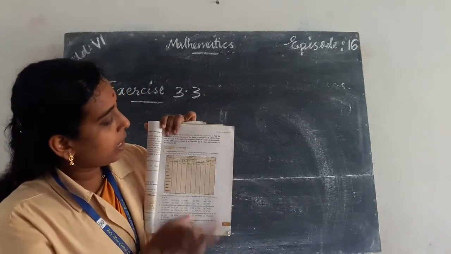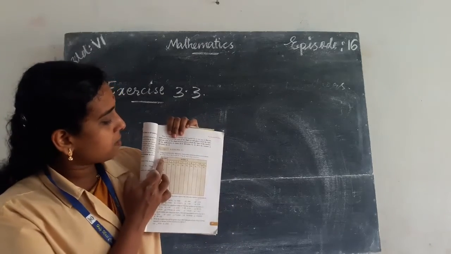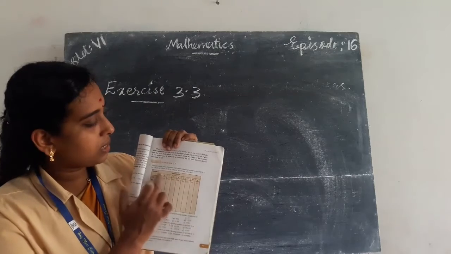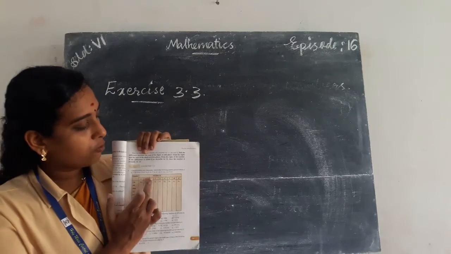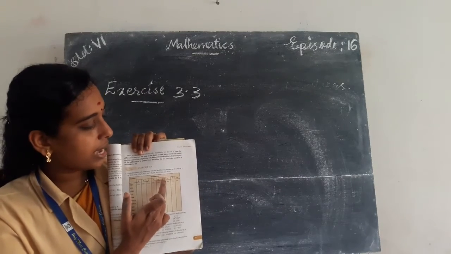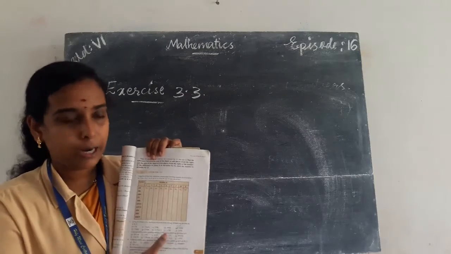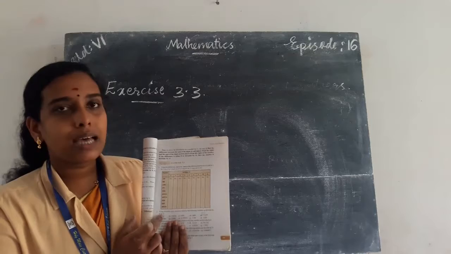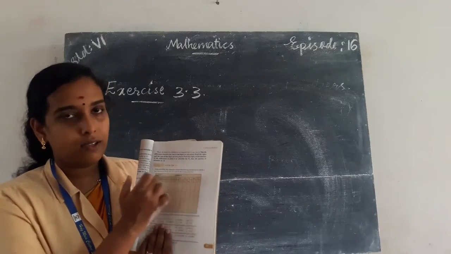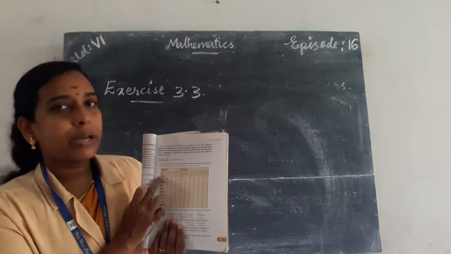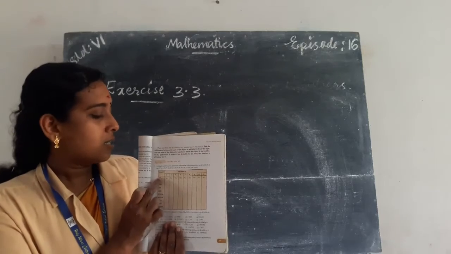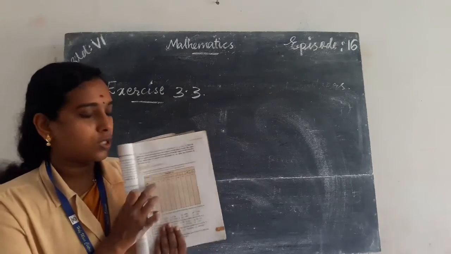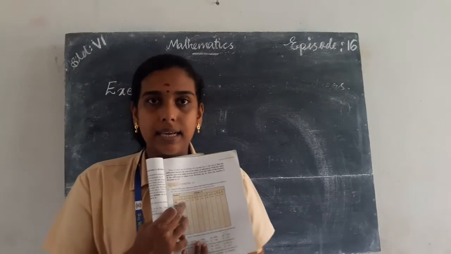A table is given with many columns. The first column contains the number, and the other columns are divisible by 2, 3, 4, 5, 6, 8, 9, 10, 11. So we want to check whether these given numbers are divisible by these digits. Okay. So the first number is 128. 8 is in the ones place, so the number is divisible by 2. So write yes in the 2's column.